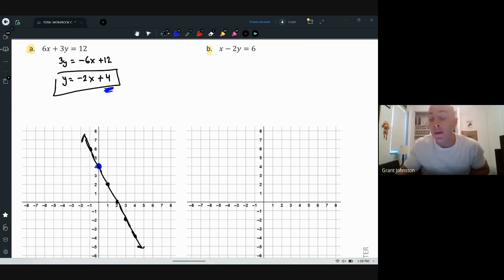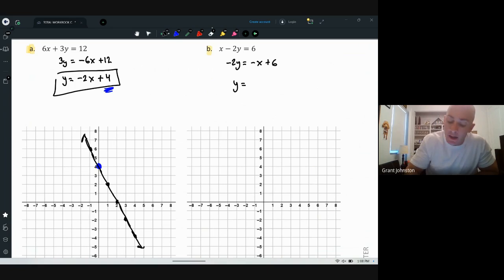All right, let me show you B. Same thing. We're going to convert it into slope-intercept form. So that basically requires us to isolate the y variable. So I'm going to subtract x from both sides. So I'm just going to have a negative 2y here. And I'm going to have a negative x and then a plus 6. Then divide by negative 2. So I'm going to have y equals.